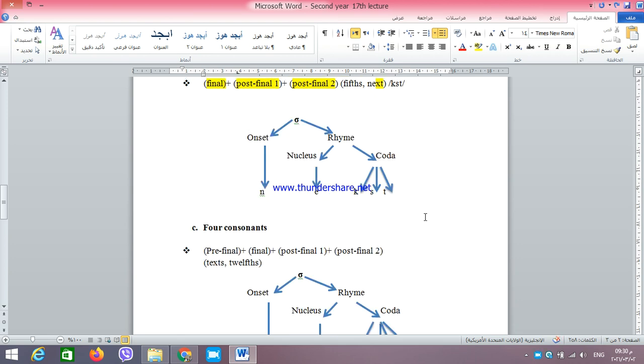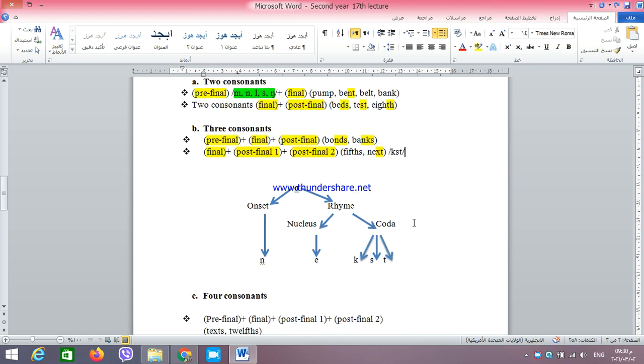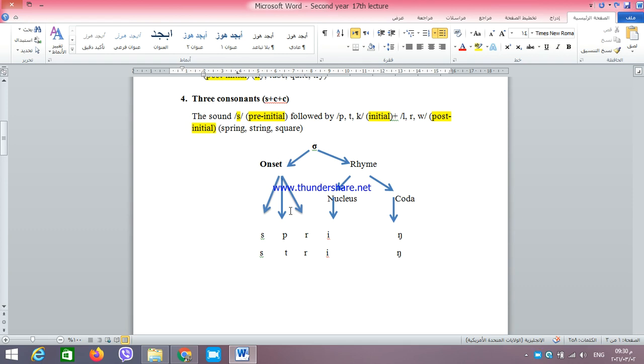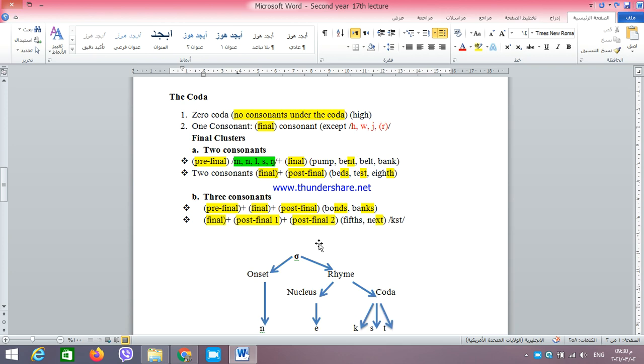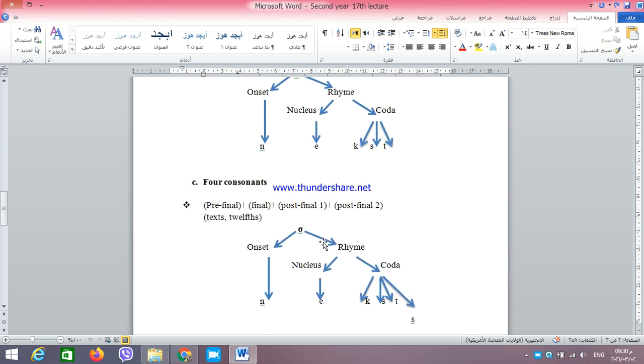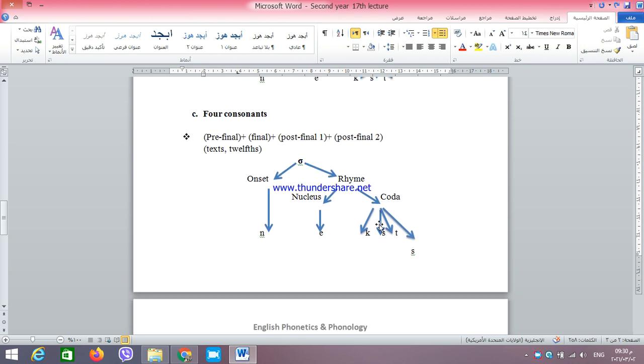Okay? How do we draw the diagram? Like this. This is the onset, this is the nucleus, and we have a branching coda. Then, can we have branching coda? Yes. Look at the branches, 3 branches. It is the same with onsets. Can we have branching onsets? Yes, we can. Okay? So these are possible branching codas and possible branching onsets.